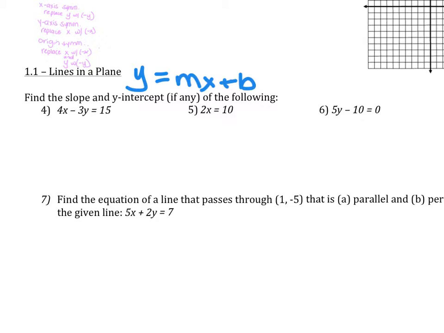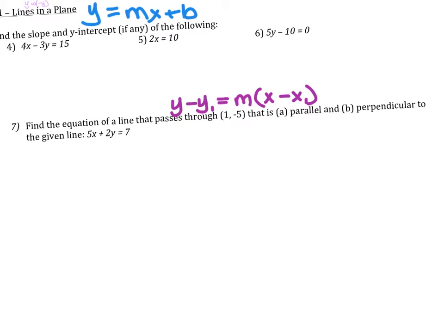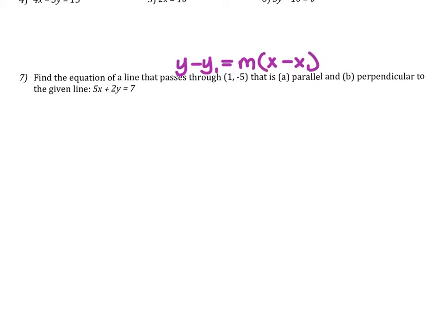And then for 7, it says find the equation of the line that passes through a point that is A, parallel, and B, perpendicular to a second line. So for this, I need point-slope form, which is y minus y1 equals m times x minus x1. I also need to know the relationship between the slopes of two parallel lines, which is what? Same slope. How about the relationship between two perpendicular lines? Good. Opposite reciprocal.